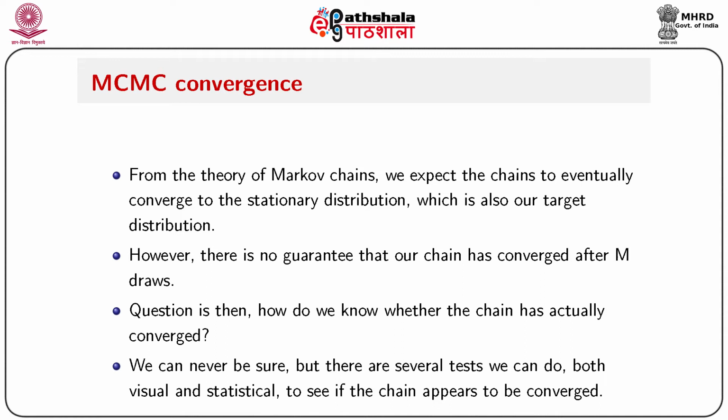Now let's focus on the MCMC convergence. Just for demonstrating these convergence methods, I developed that multivariate random walk sampler and use one example to demonstrate it. Now, from the theory of Markov chains, we expect the chains to eventually converge to a stationary distribution, which is also our target distribution. However, there is no guarantee that our chain has converged after M draws. The question is then, how do we know whether the chain has actually converged? We can never be sure, but there are several tests we can do, both visual and statistical, to see if the chain appears to have converged.